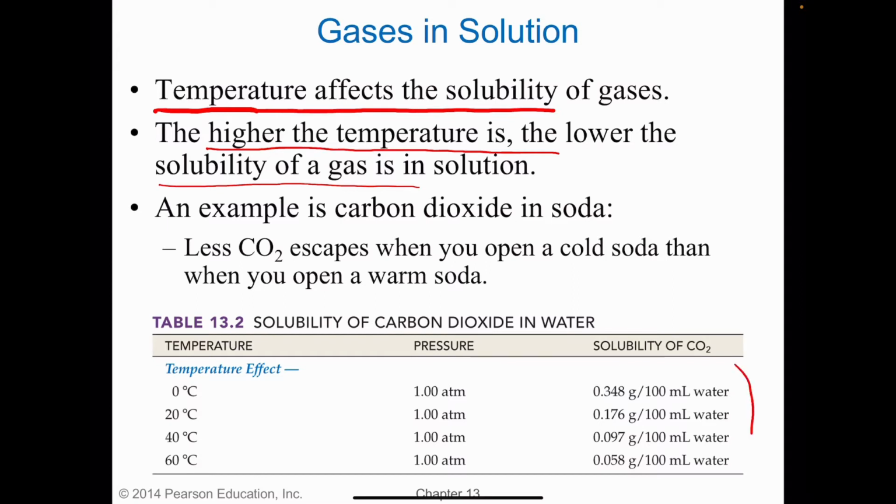That's the trend that we're seeing in this chart here. At lower temperatures, like 0 degrees C, it says 0.348 grams. That's the largest value in this chart. We can get more CO2 dissolved in water if we just decrease the temperature. The example they have: if you pop open a cold soda can, you get fewer bubbles that effervesce up if the can is really, really cold. Whereas if the can is warm, more of those bubbles are going to suddenly escape when you pop open the can.